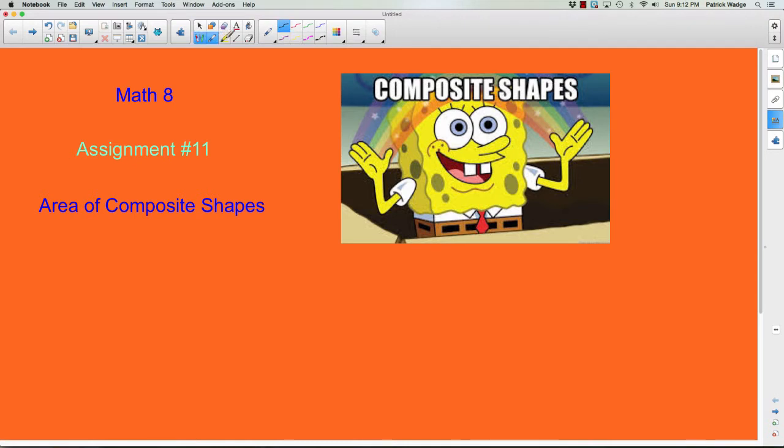We've got assignment number 11, and we're going to look at area of composite shapes. If you remember last time, we were looking at area of different shapes, circles and rectangles and squares and trapezoids and all sorts of things. Today, we're going to look at composite shapes. So, what are composite shapes? Well, let's get to it.